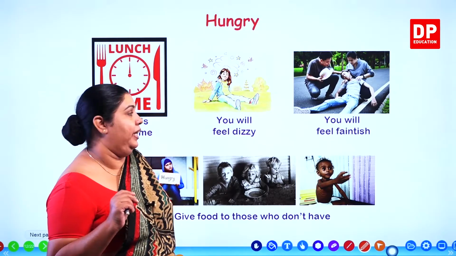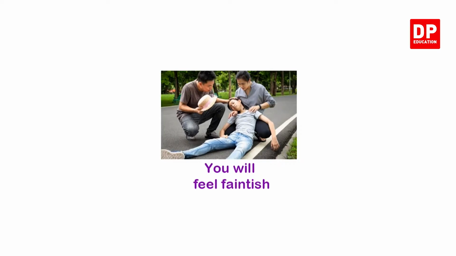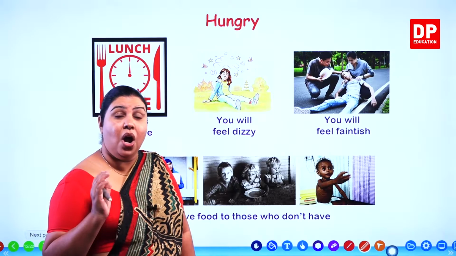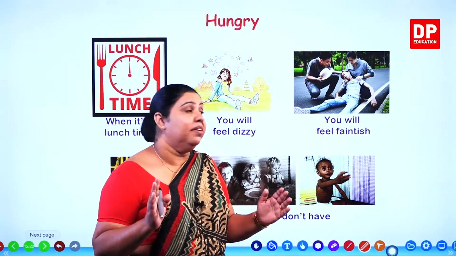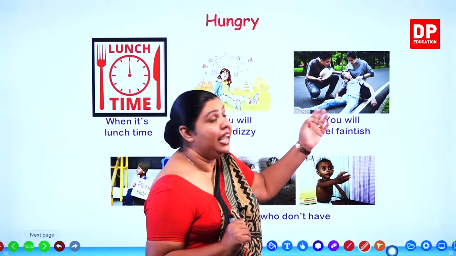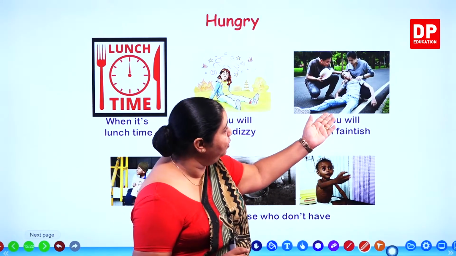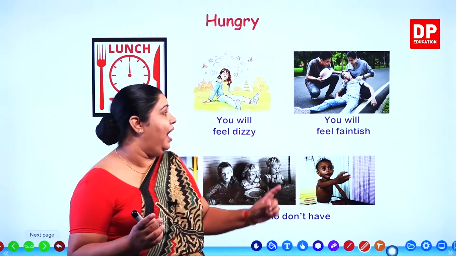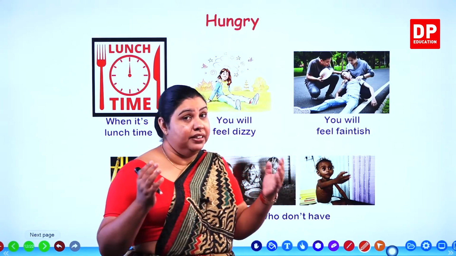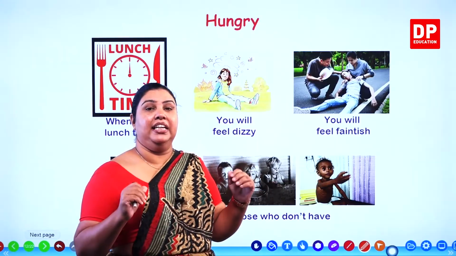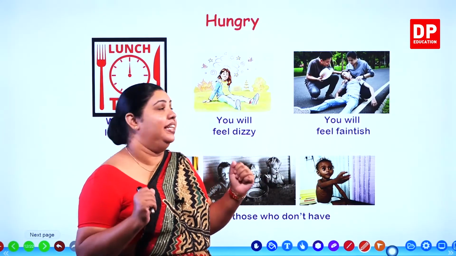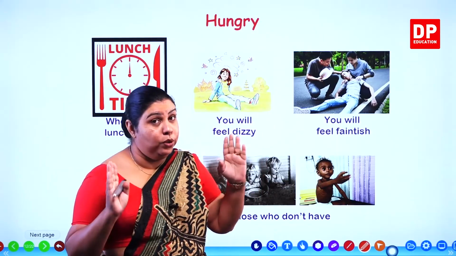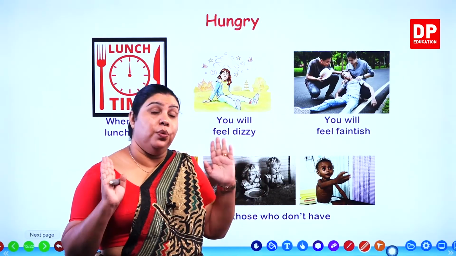If you don't eat properly you will feel faintish. Faintish means a feeling of weakness comes. If you don't eat, when you're too hungry, staying without eating for a long time, what happens? You will faint. Can you see what has happened to this little boy over here? He has fainted. Faintish is the weak feeling, and faint is when you actually collapse. Can you see, if you don't eat, you have to look at these pictures, you have to learn that you have to eat.